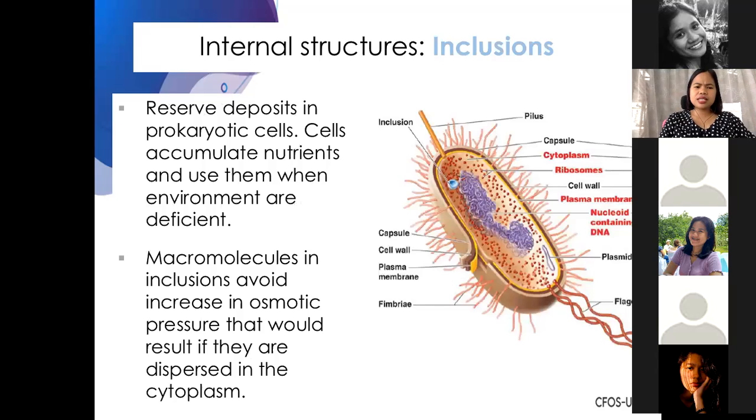Okay, inclusions. These are reserve deposits, no? This is the inclusion. All right. So the inclusion has a function: the cells accumulate nutrients and use them when the environment is deficient. And these are also macromolecules, no? They are enclosed inside the cell to avoid increasing the osmotic pressure that would result in the dispersion of the cytoplasm. So it also has a function in the maintenance of the isotonic environment inside the cell.